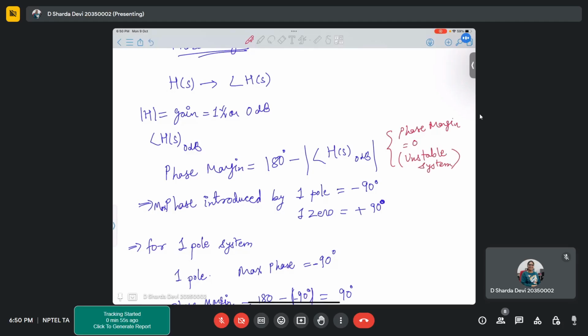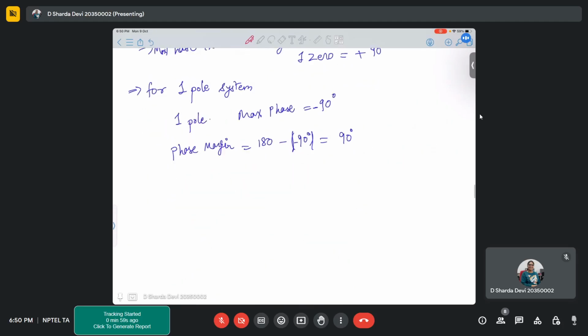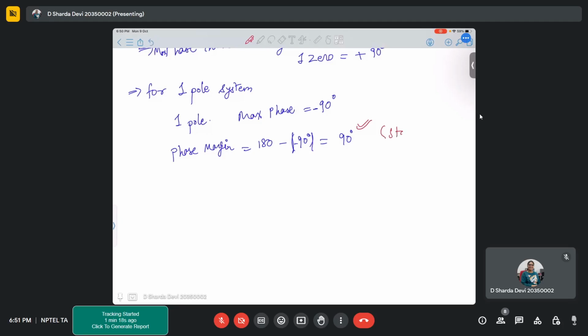So that is the idea. If phase margin is 0, that means your system is unstable. But in case of your one pole system, your phase margin will remain 90 degrees. At minimum, the phase margin that you can get from a single pole system is 90 degrees. So your system is always stable. So a single pole system is always stable.